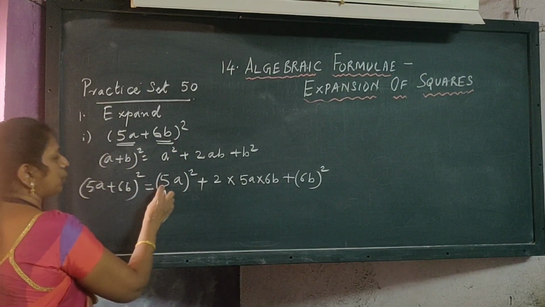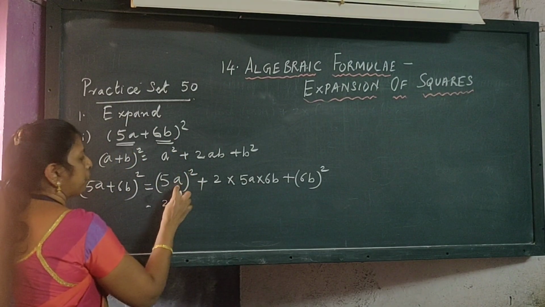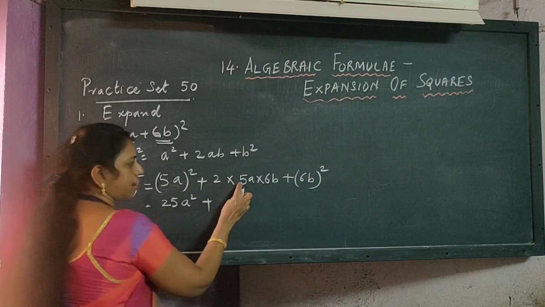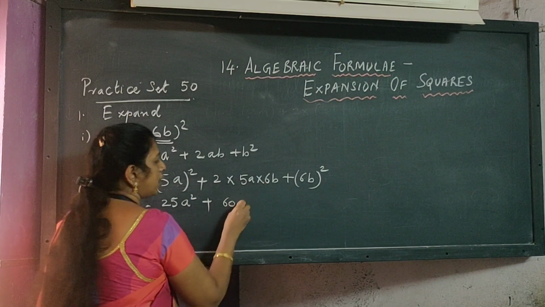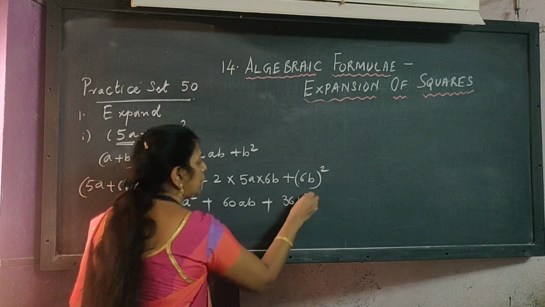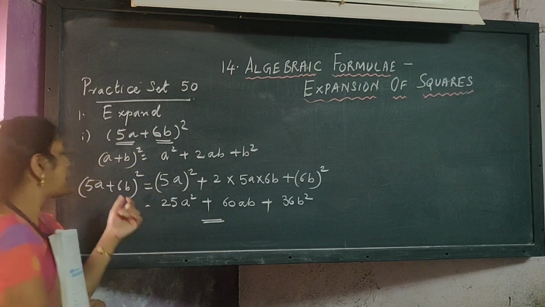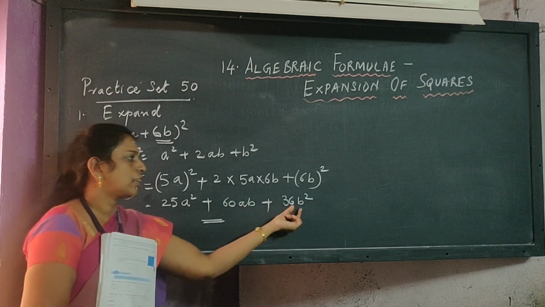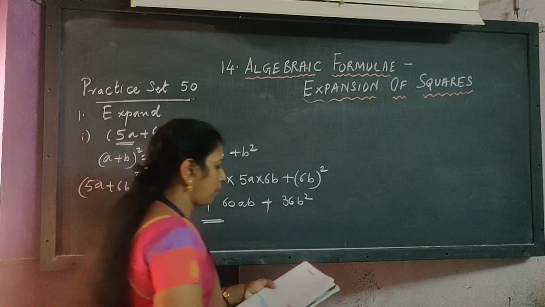So what is 5 square? 25. a will become a square. Plus 2 fives are 10, 10 sixes are 60, ab, plus 6 square is how much? 36 b square. So you will get the answer 25a square plus 60ab plus 36b square.